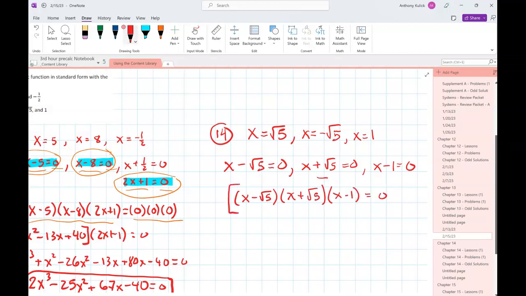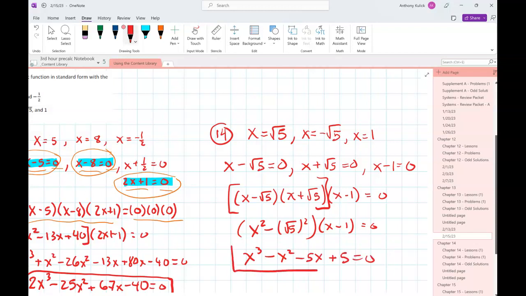The trick is that I'm going to FOIL those 2 together first, and that's going to make life super easy because that's a difference of 2 squares. Because I have a minus b times a plus b, so I'm just going to get a squared minus b squared. So when I FOIL this out, I'm going to have x cubed minus x squared minus 5x plus 5 equals 0.